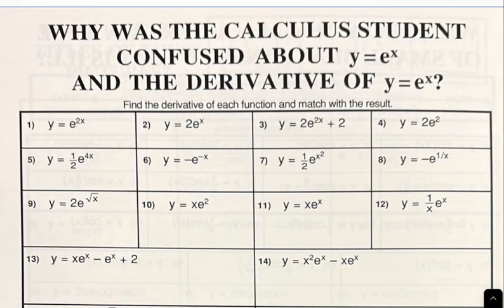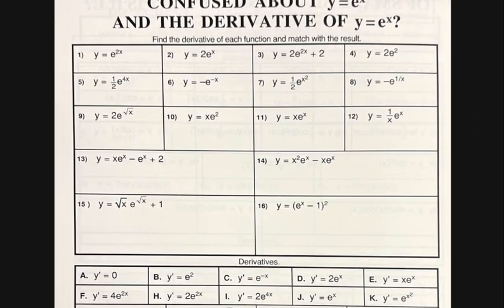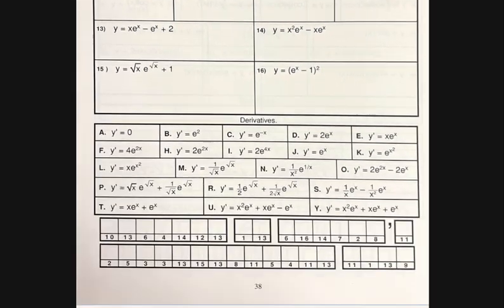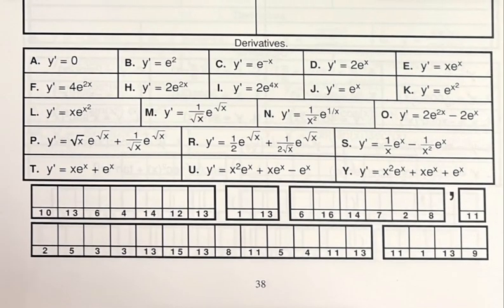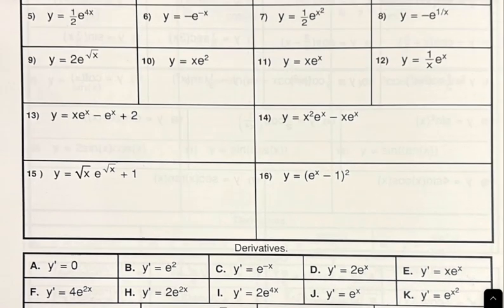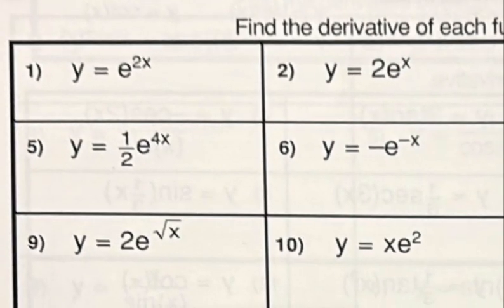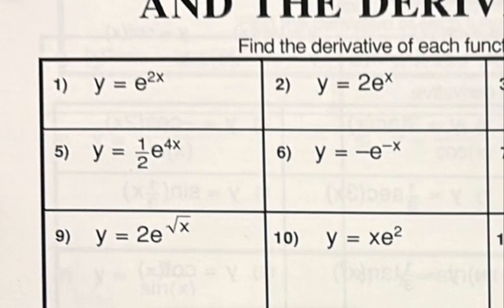So I'm talking about this one right here. Why was the calculus student confused about y equals e to the x and the derivative of y equals e to the x? So for the top part here, problems 1 through 16, you're just finding the derivative and then matching it, and then you're going to fill in the bottom so that you can learn what the answer to the joke is. Okay. So let's just do a few of these. Some of the ones I think are the most weird. So we'll just start easy to start with.